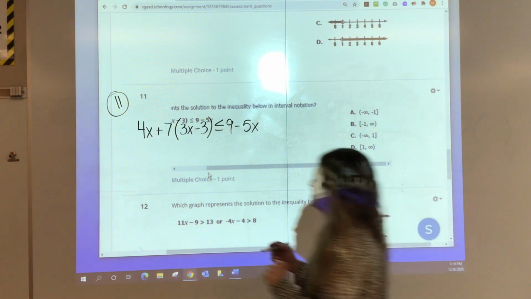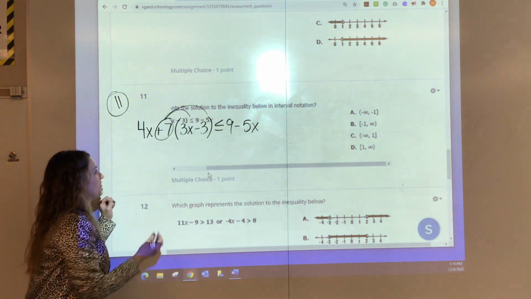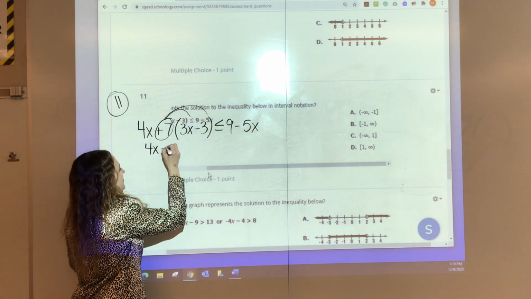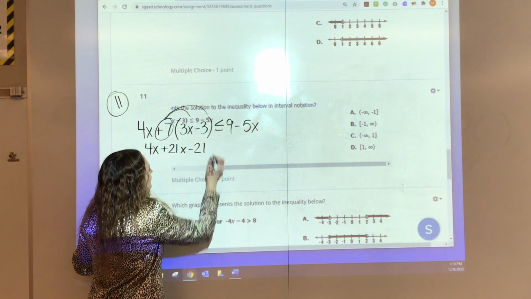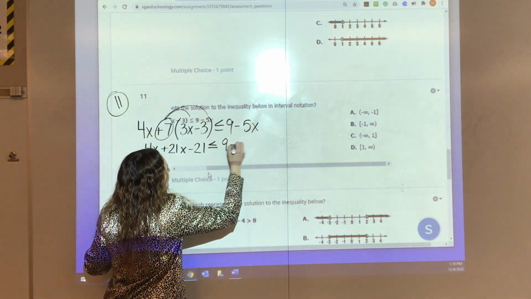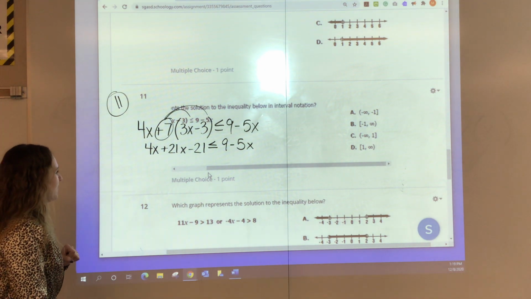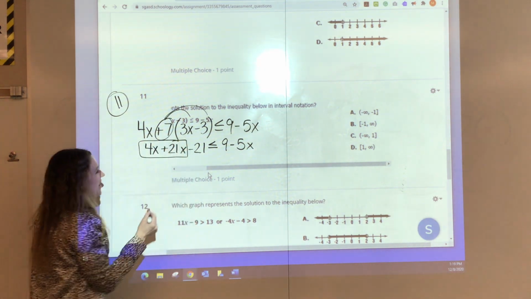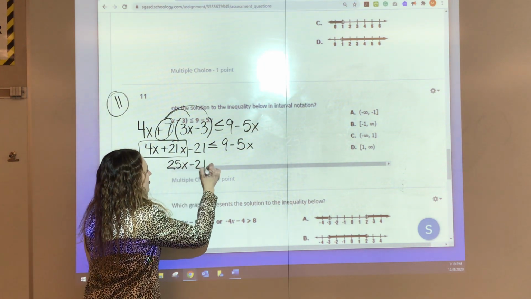So as I see here, there's a +7 outside my parentheses, so I'm going to distribute that in. First, let me drop down my 4x. 7 times 3 is a +21x. Then I'm going to get a -21. Bring down your inequality sign, and everything else. All right, got some like terms here. +4x, +21x, give me a +25x. I'm going to bring down everything else.